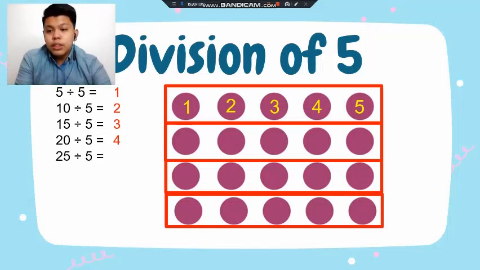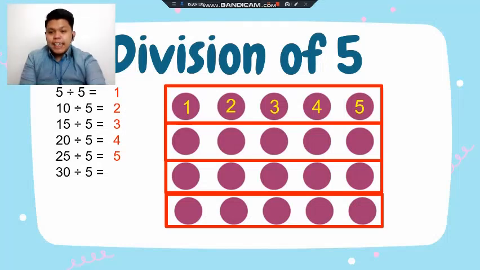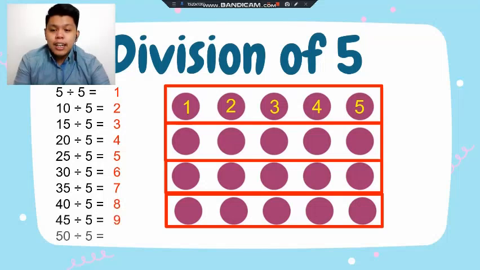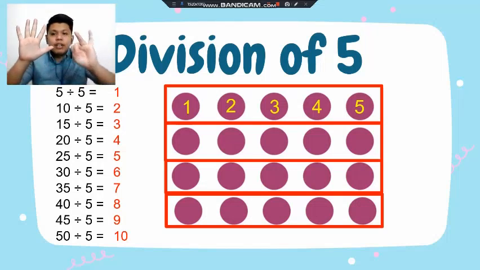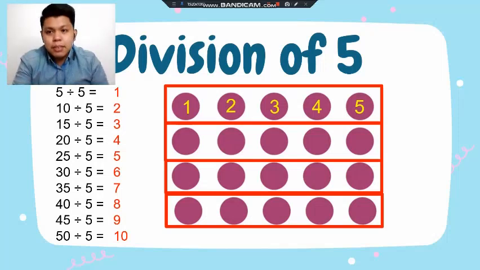And then let's move on. 25 divided by 5, that is 5. 30 divided by 5 is 6. And you continue until you reach 10. Again, 5, 10, 15, 20, 25, 30, 35, 40, 45. So that is simply skip counting.